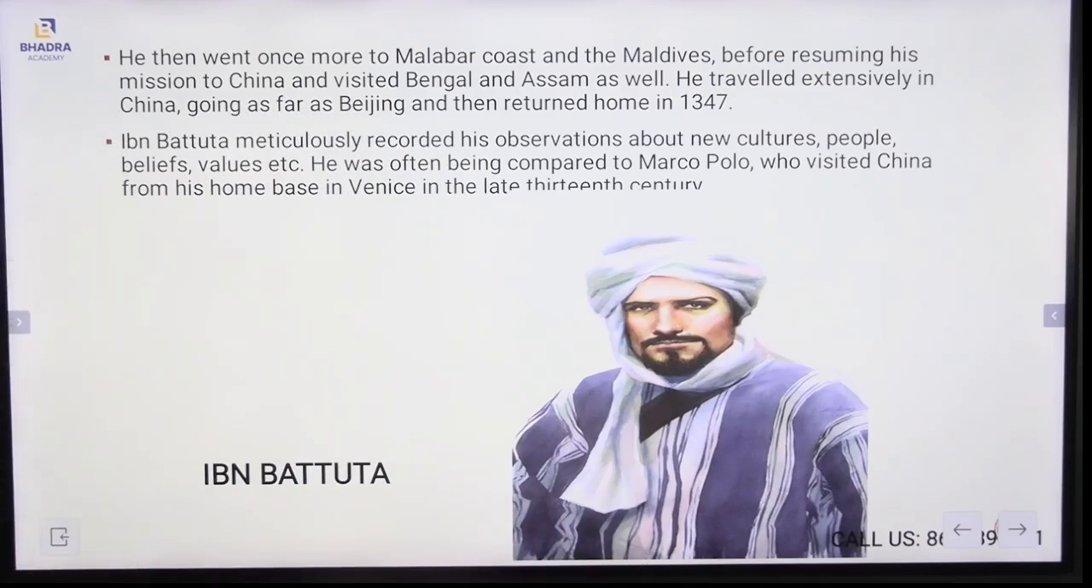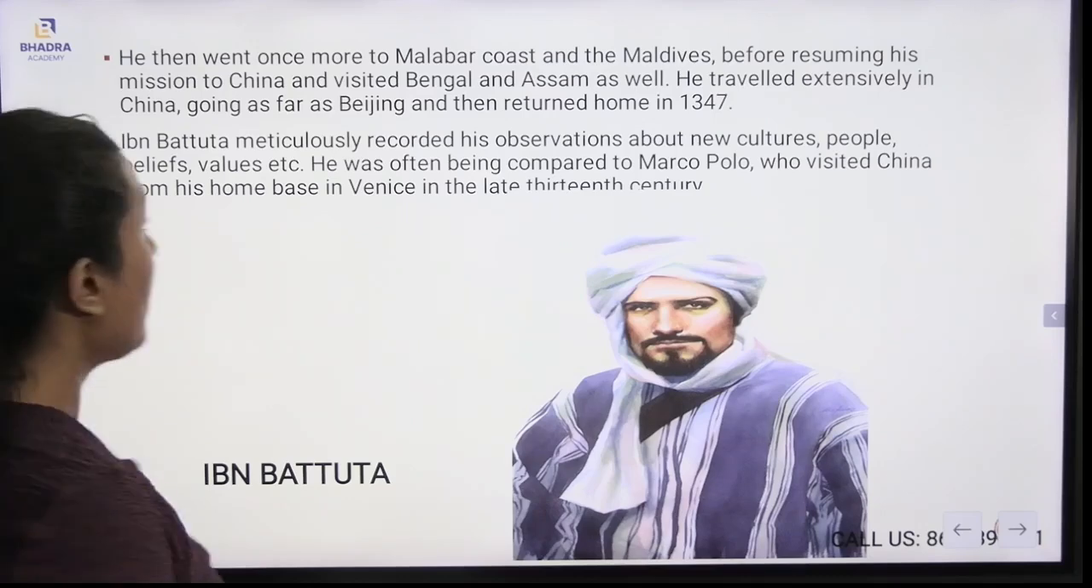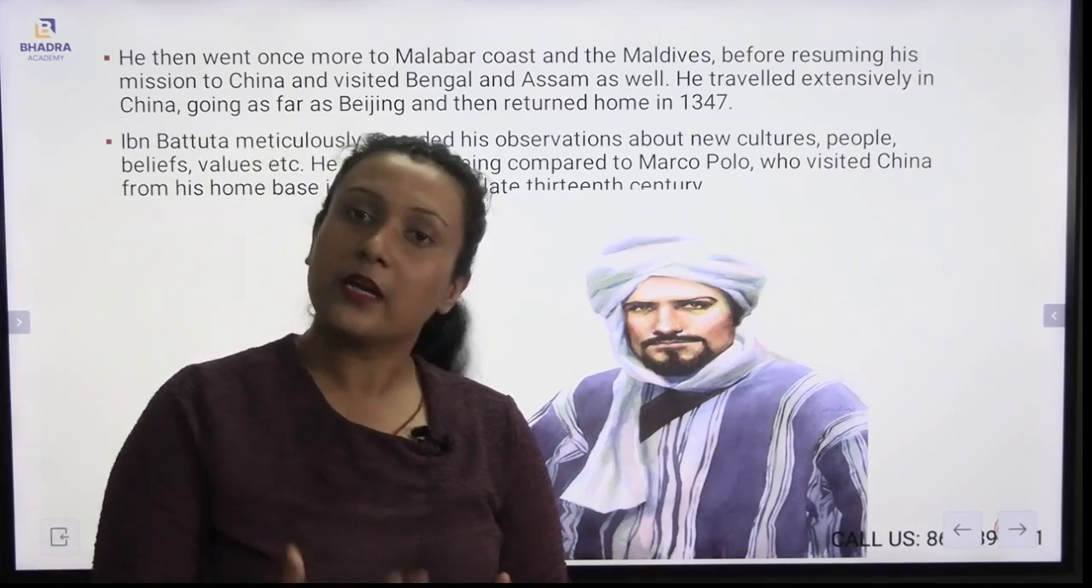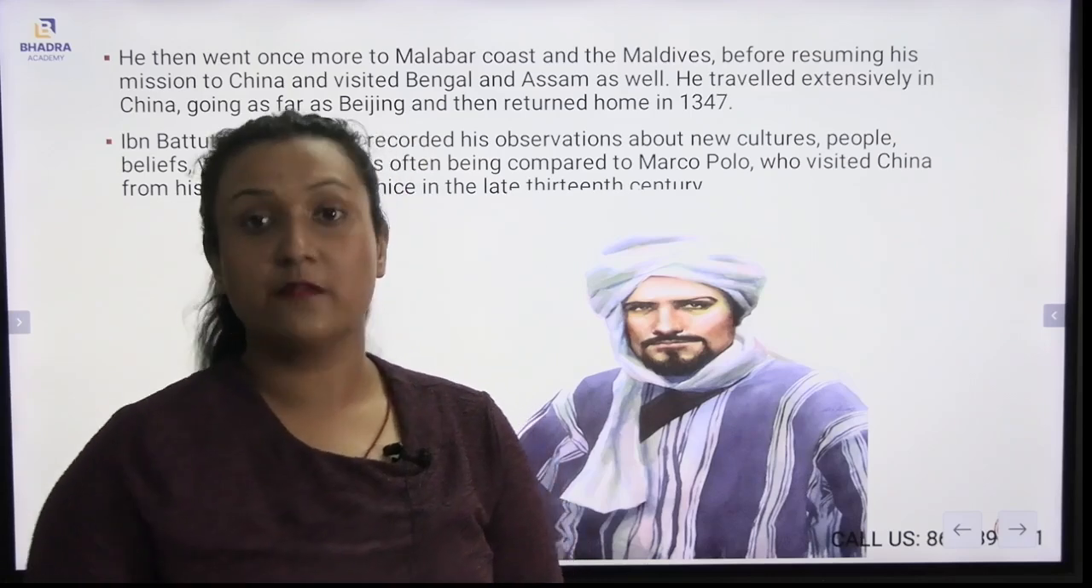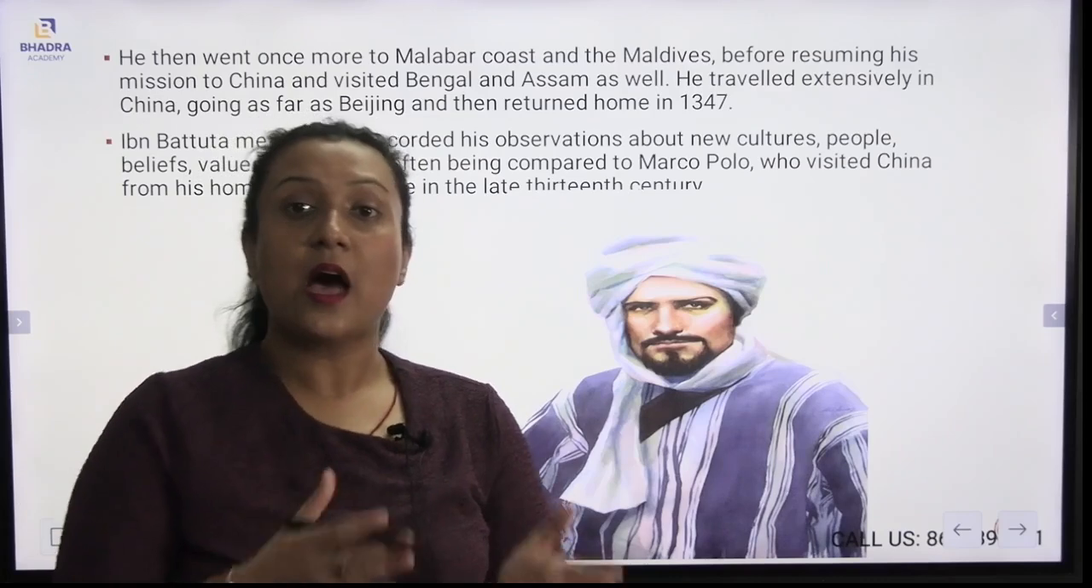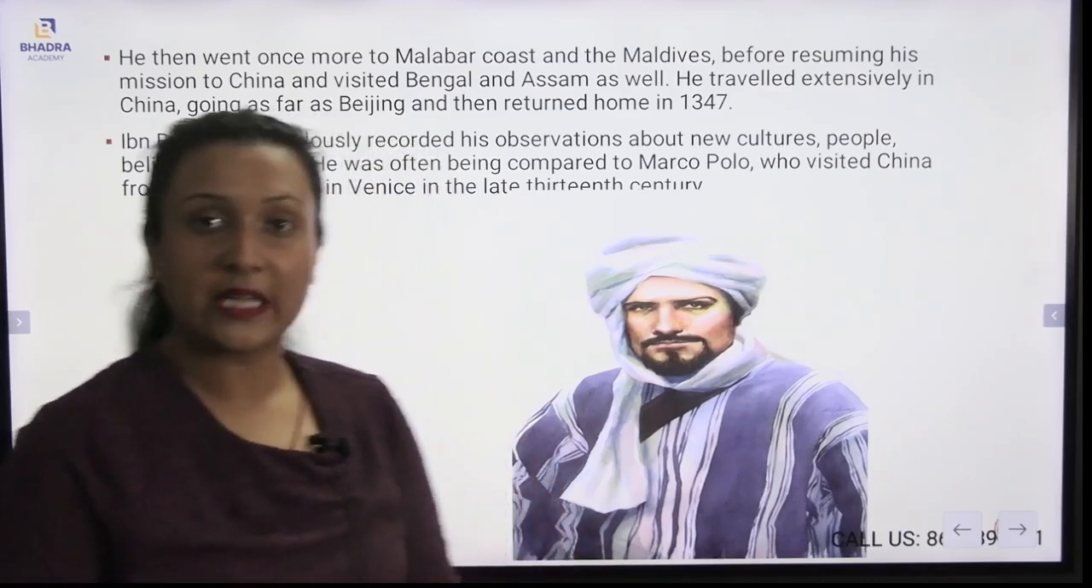He then went once more to the Malabar coast and the Maldives before resuming his mission to China, and visited Bengal and Assam as well. He traveled extensively in China, going as far as Beijing, and then returned home in 1347. Now, before visiting China, he again went to Malabar, again went to Maldives, and then he reached China. You see, he had a mission in China. Afterwards, he continued his mission in China.